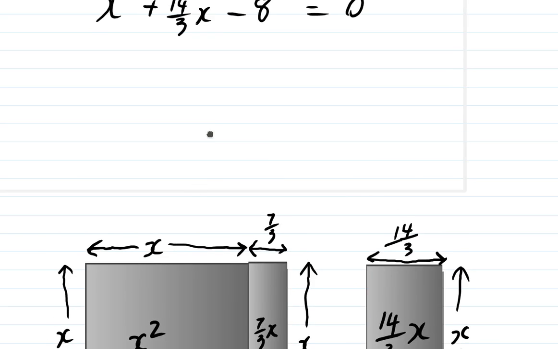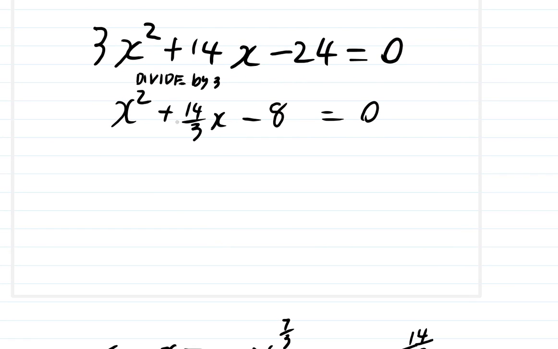Now, you see this part? The 14 thirds x is 7 thirds x plus 7/3 x. All right? But let us remain at 14/3 x. Now we're going to add something to the x squared plus 14/3 x to complete the square. But let's get rid of the 8 first.